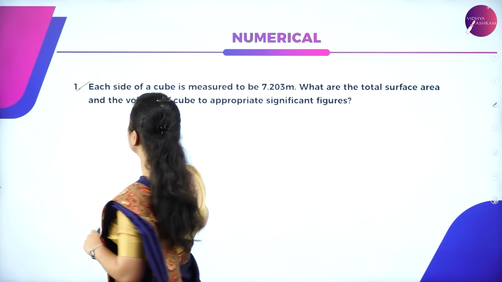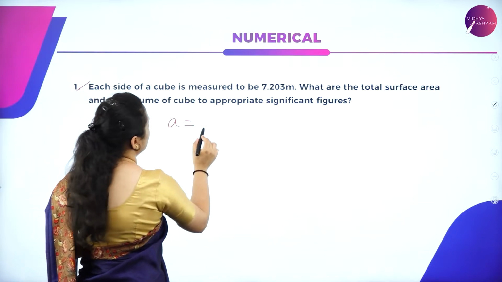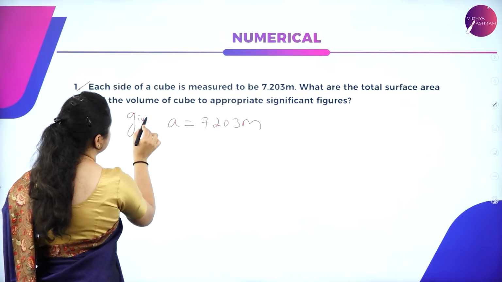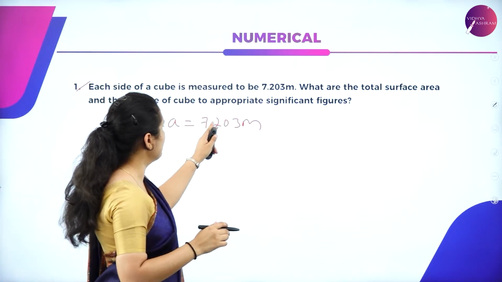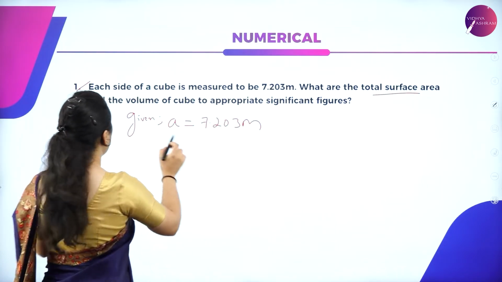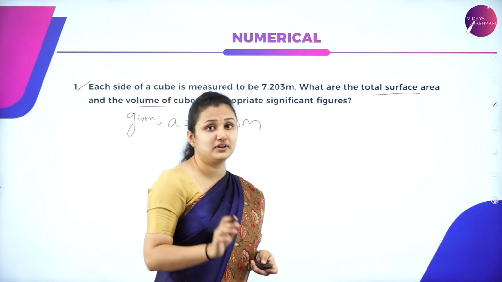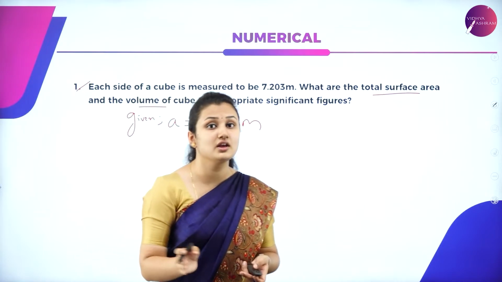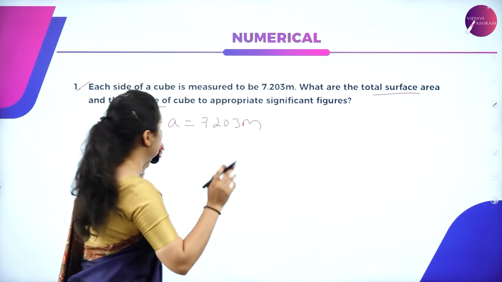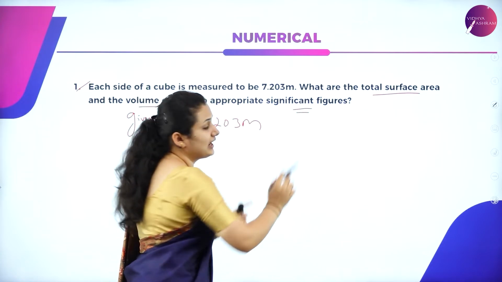You have numerical 1. Each side of the cube is measured to be, so side is given by A, 7.203 meter. It is given. A is 7.203 meter. What is the total surface area and volume of cube to appropriate significant figures? We learned what are the rules for significant figures, and we learned how to round up significant figures considering 5. So keeping all that in mind, we have to solve this numerical.